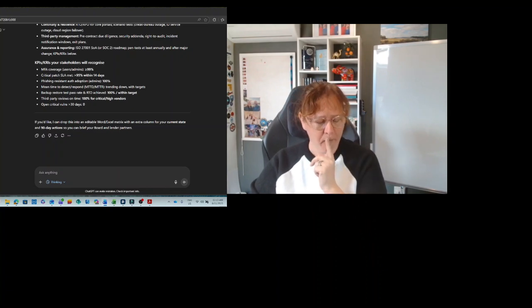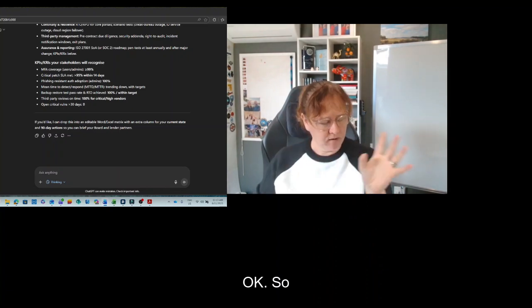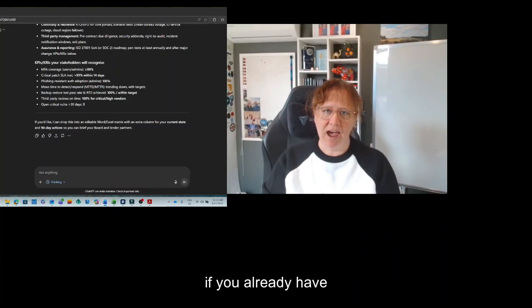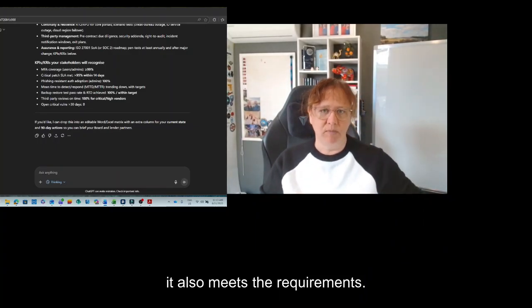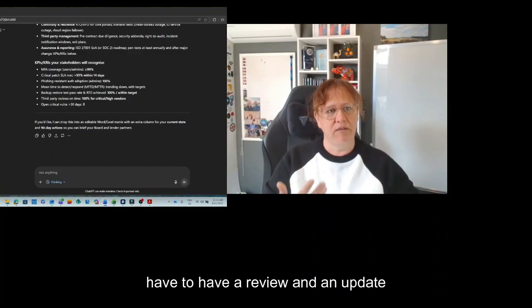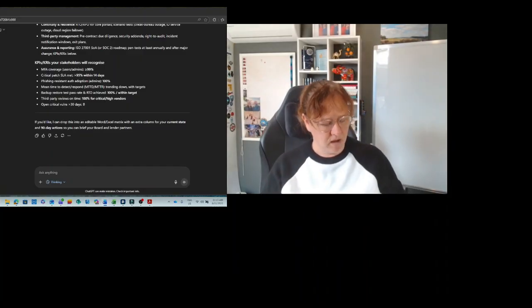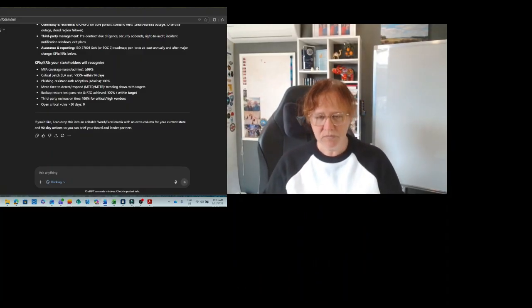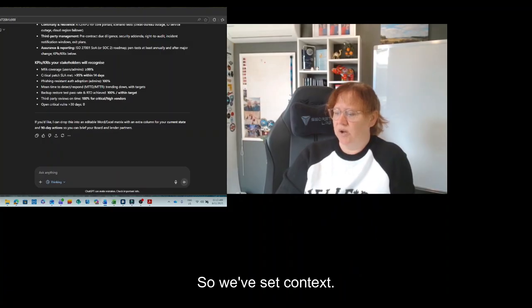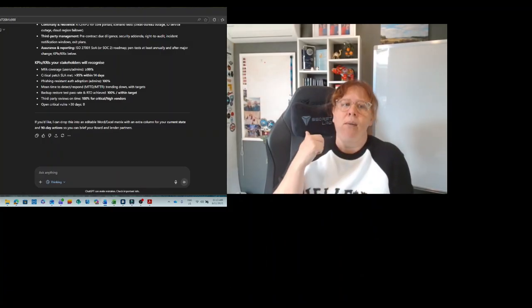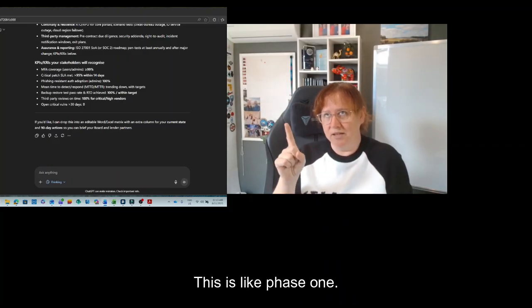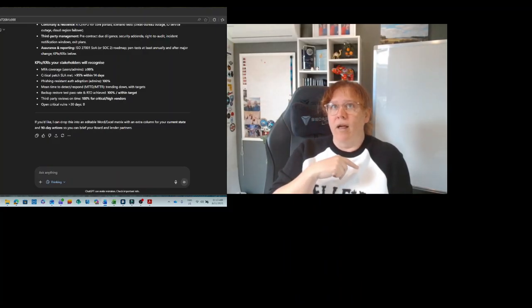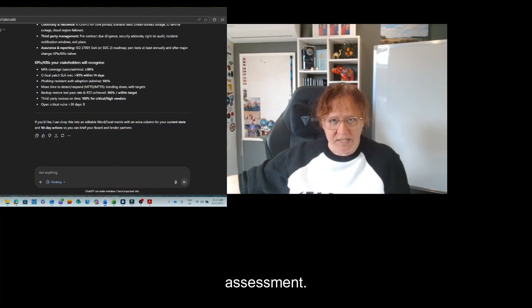Now, okay, so if you already have a risk framework, ensure that it also meets the requirements. So it may have to have a review and an update accordingly. Next thing, so we've set context. We understand the controls that are relevant to us based on our context. So far, this is like phase 1. We can then go away and do a risk assessment.